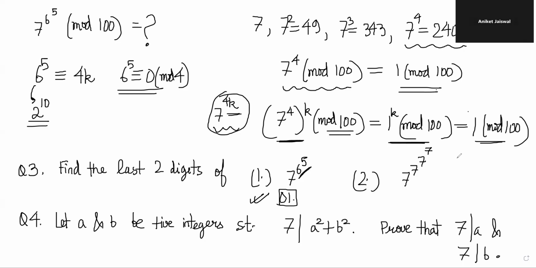Is it clear to everyone why? Yes, sir. It is not very hard. It is obvious only actually. You had to focus on 7 power 4 and realize what it is mod 100. Now find the second one.